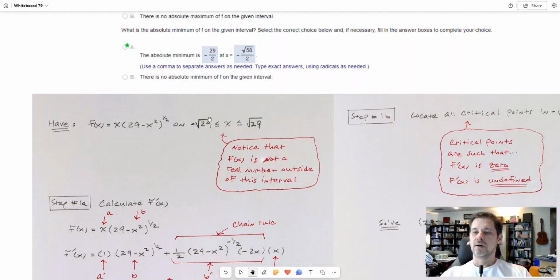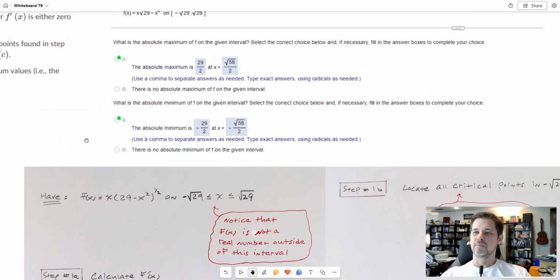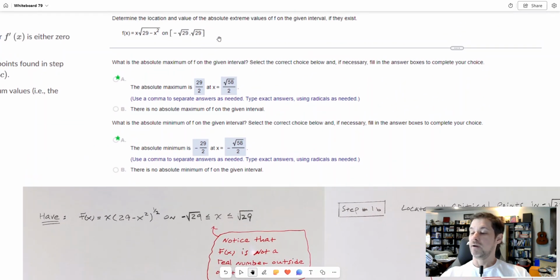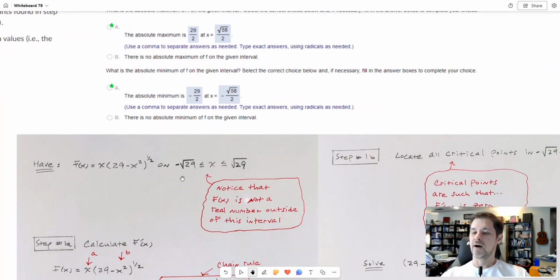One thing real quick though: this closed interval might be arbitrary. It's just something that's given to you. It's the window through which we're going to look at this function. But I noticed in this case that if we went outside of this interval, if I had an x bigger than root 29 or smaller than negative root 29, it would give me a complex number in that function. Say I had root 30, which is bigger than root 29.